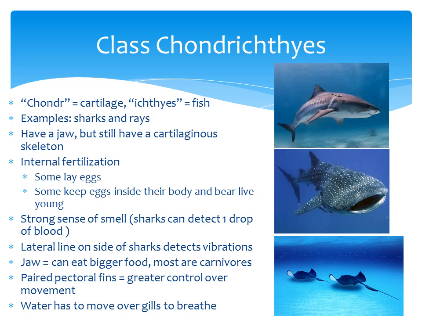With the jaw, Chondrichthyes can eat much bigger food. Most fish in this group are carnivores. And you'll see here that they have paired pectoral fins. So there's a fin there and a fin there coming off at their chest. And that means that they have more control over their movement in the water.